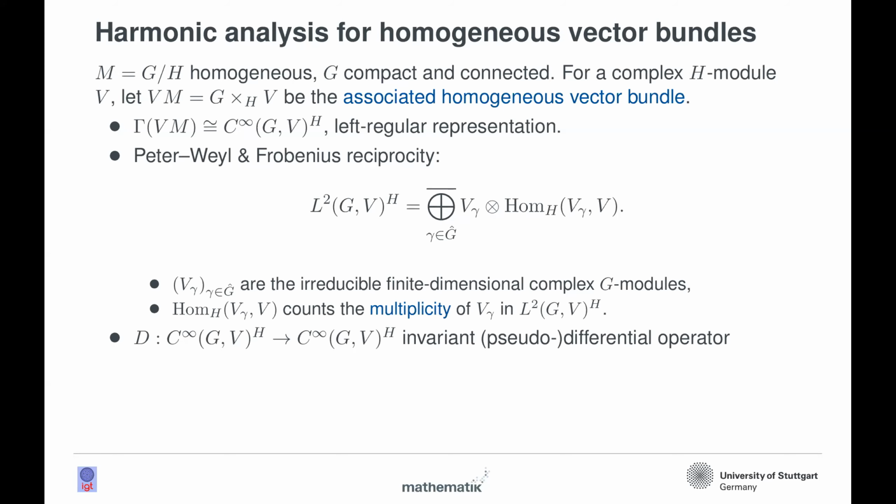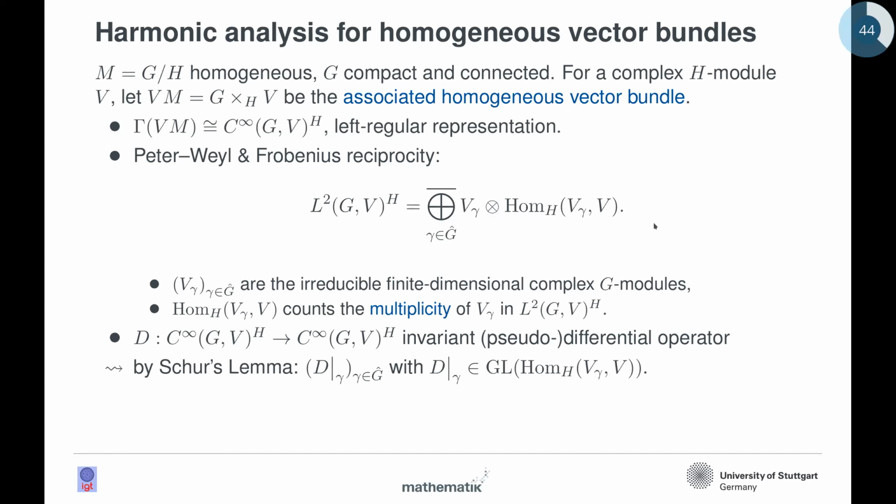Okay, so now if we have such a homogeneous vector bundle, we know what the functions do. So this is, in a sense, a Fourier series. We can look at some invariant differential operator or pseudo differential operator on the space. And by Schur's lemma, it will only act... So this is an invariant operator that maps this decomposition here to itself. So by Schur's lemma, it will basically leave these V gamma untouched and will only act on this Hom space as some linear map for each distinct gamma.